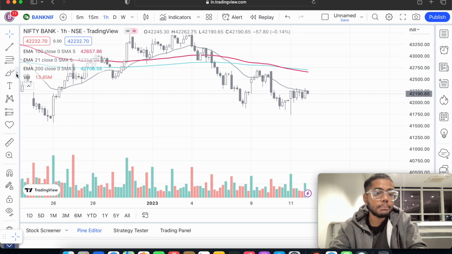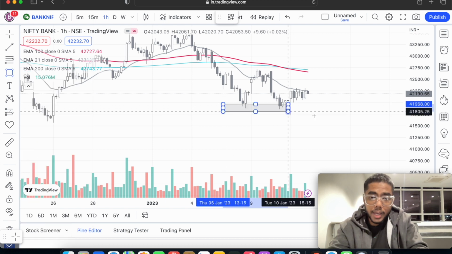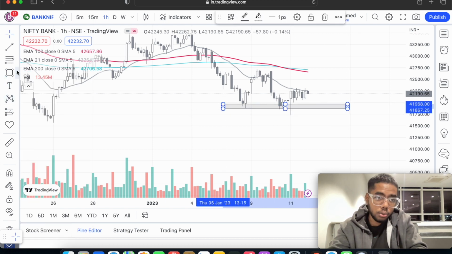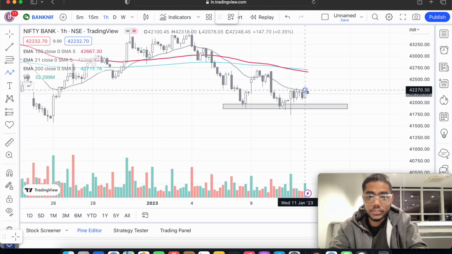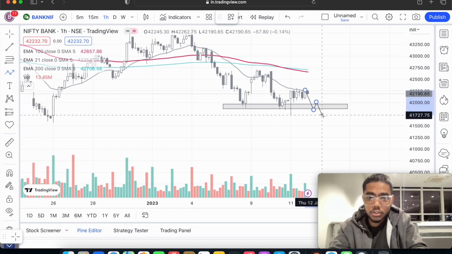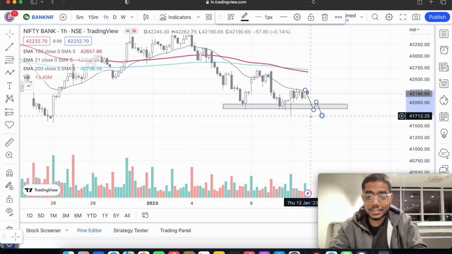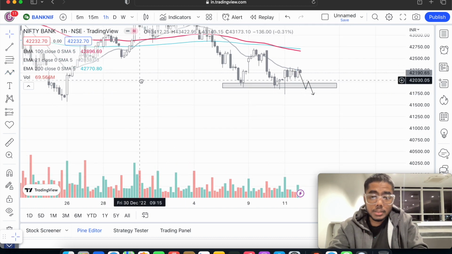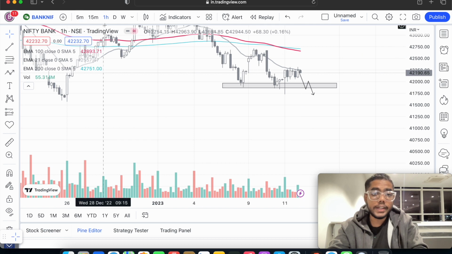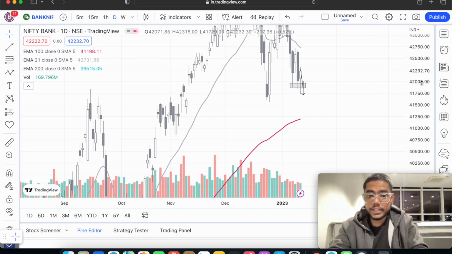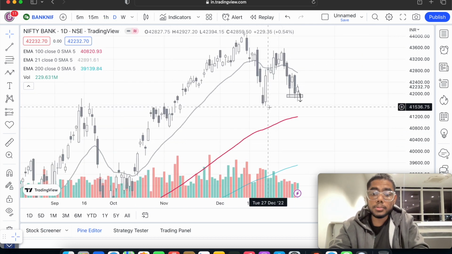So if the price manages to break this low, and sustains below it, if the price falls here and undergoes a proper breakdown and a retest, then the price is definitely going to fall. If I show you the daily time frame, there is no major support zone here.